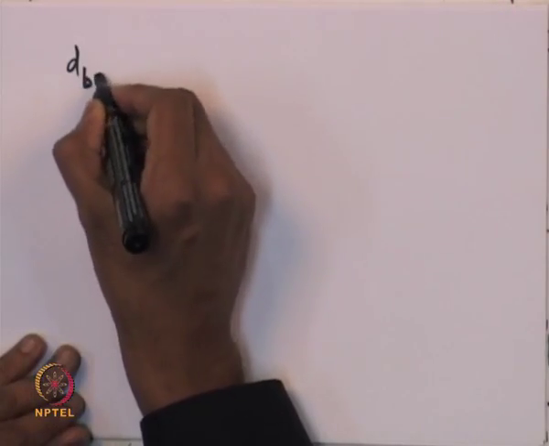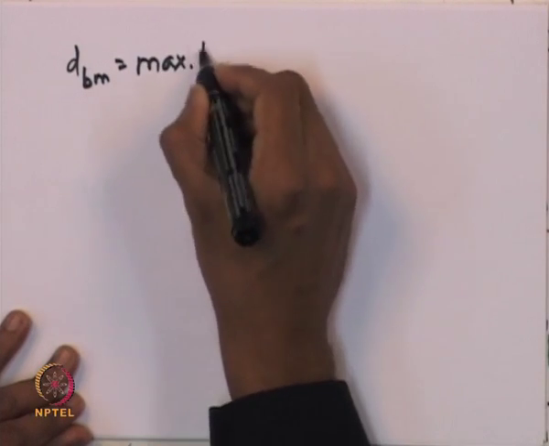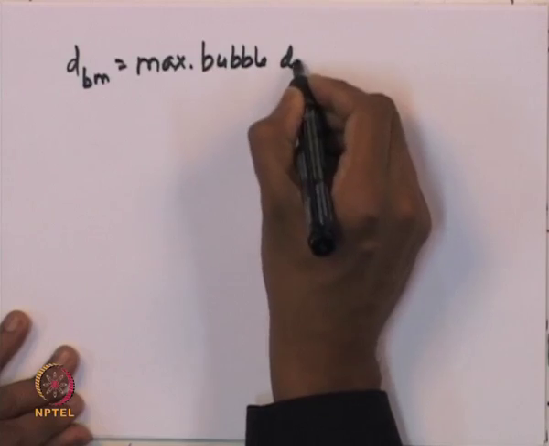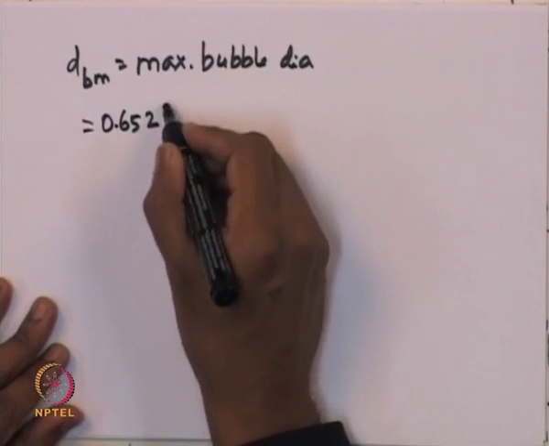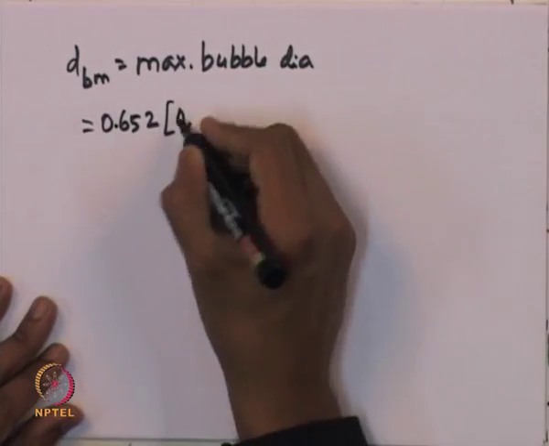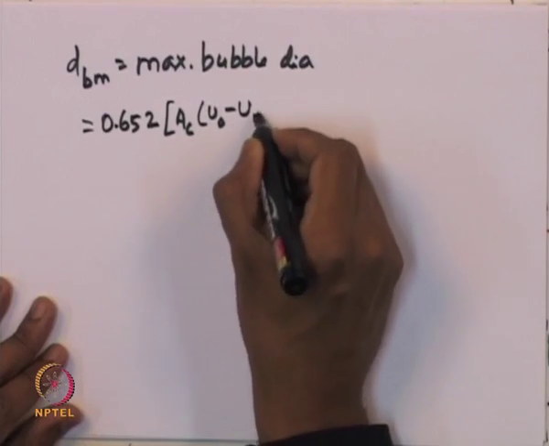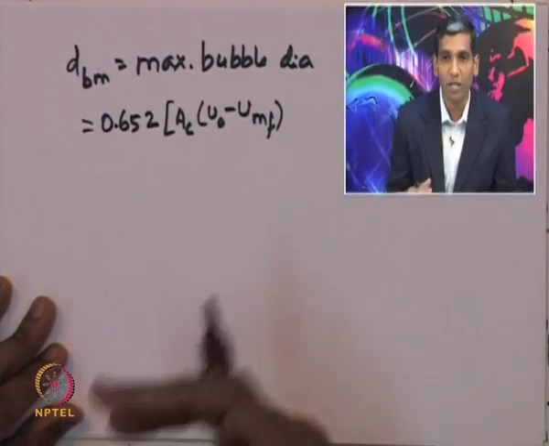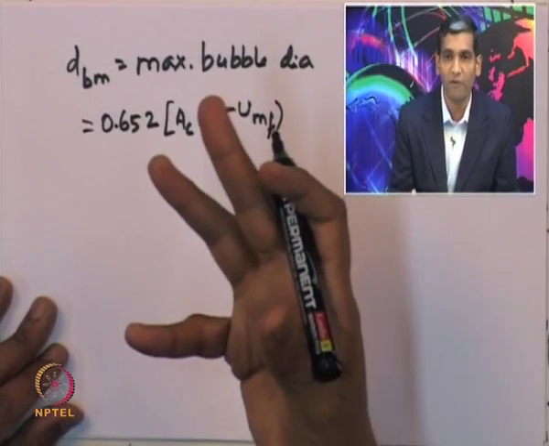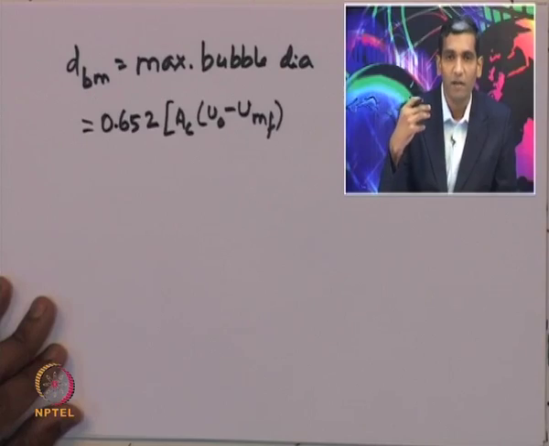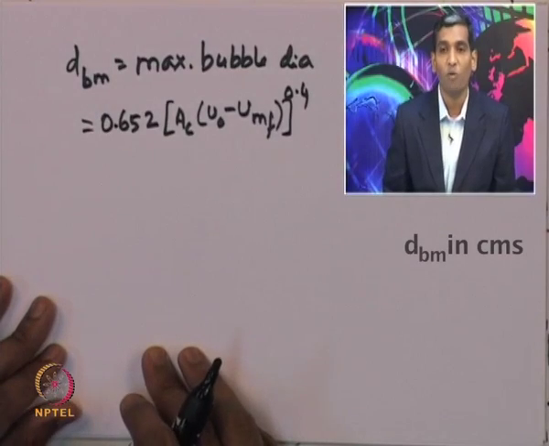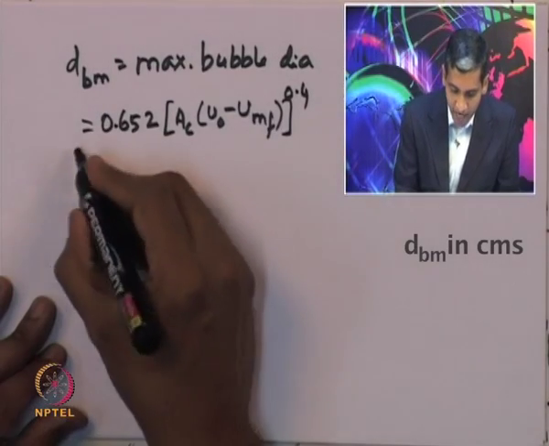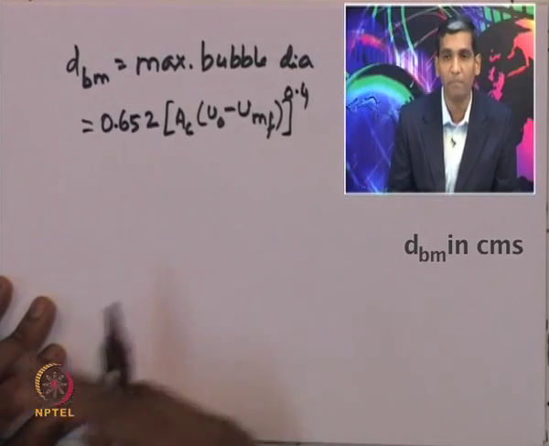The maximum bubble diameter dBm is given by the correlation 0.652 into (the area of cross section of the bed into (u0 minus UMF)) to the power of 0.4. u0 is the superficial velocity with which the gas stream is let inside the fluidized bed reactor, and UMF is the minimum fluidization velocity. So that provides an estimate of the maximum possible bubble diameter, and it is known that the predictions are poor if the bed is very large.